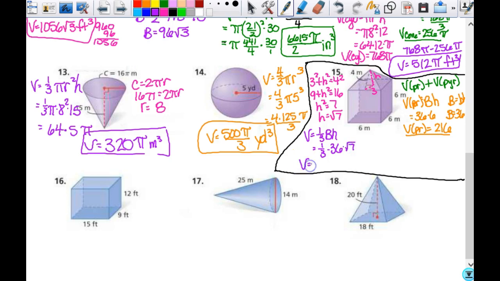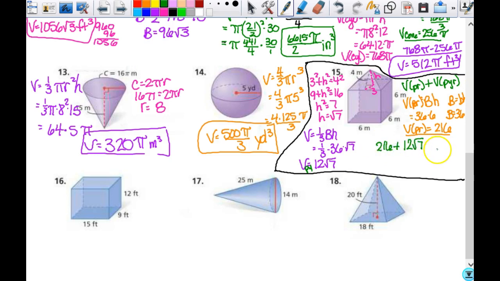Okay, so I can take 1/3 of 36. What is that? 12. So it's 12 square root of 7. I have the pieces that I need. Oh, that's the volume of the pyramid. So pyramid and prism, then I just add them together. So it's 216 plus 12 square root of 7.